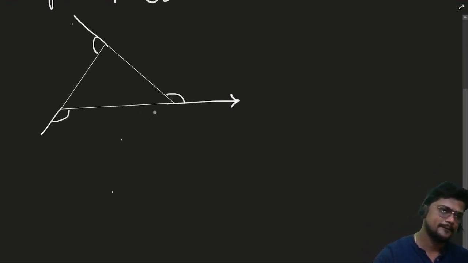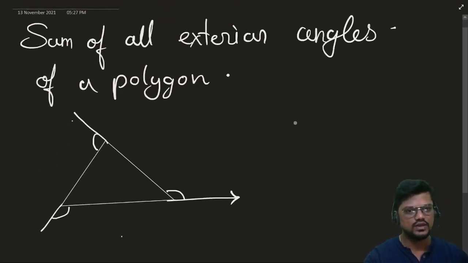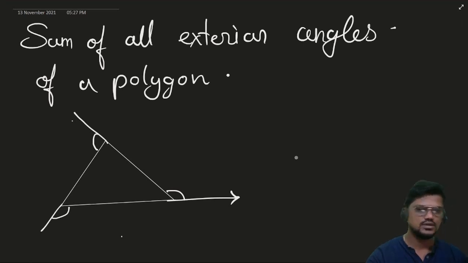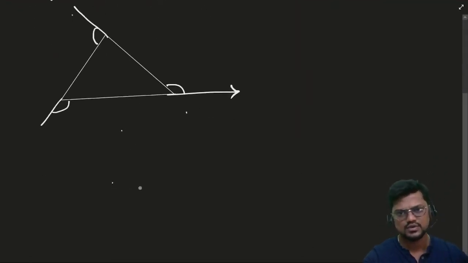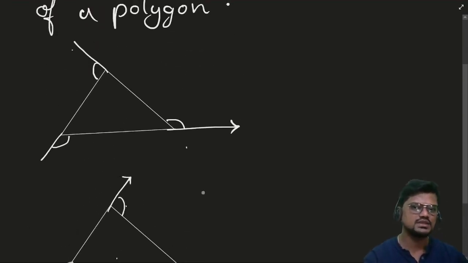Sir, why can't you do it that way? The sum will not be 360. The sum of all the exterior angles will be 360 for any polygon. Either you have to do it clockwise or anti-clockwise. Sir, can you show anti-clockwise one? Yeah, fine. For the same figure, I will show. So if you add all the angles, it will be 360.